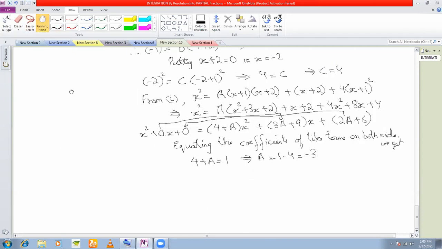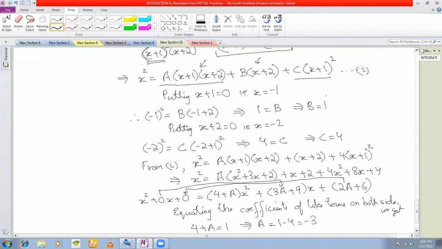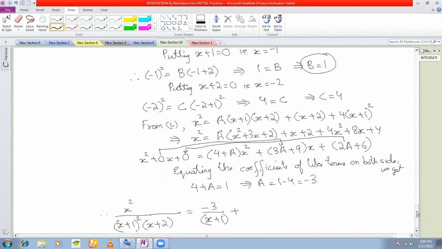So therefore, what is the sum become? What is our partial fraction? Let me first write the partial fraction. Therefore, x square divided by x plus 1 whole square into x plus 2 is equal to, we had taken a by x plus 1 first, right? So what is the value of a? Minus 3. So minus 3 by x plus 1. And then we had taken what? b by x plus 1 whole square. What is the value of b we have found? We have found the value of b to be 1. We put it here, plus 1 by x plus 1 whole square.